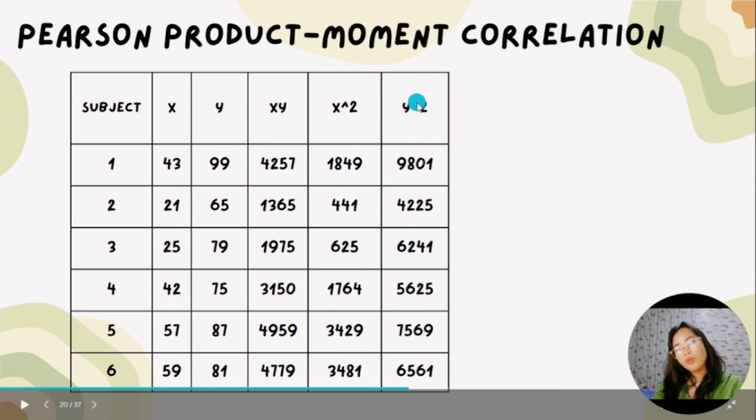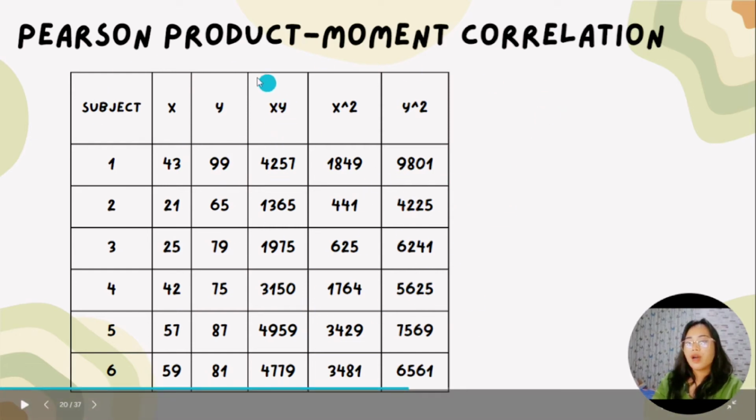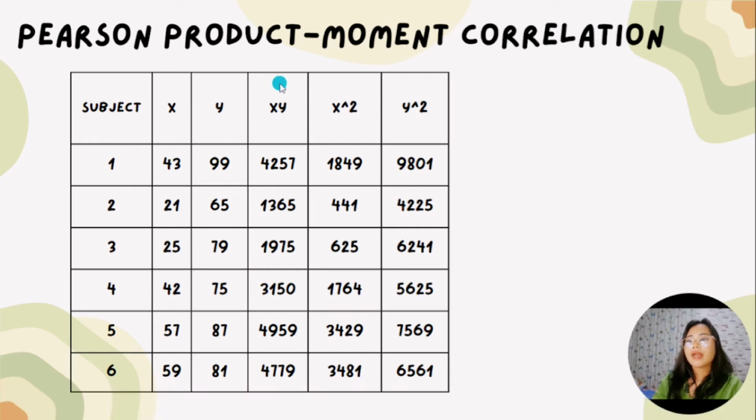And for this column, we have the y squared, which is the y value multiplied by itself. So 99 times 99 is 9,801. 65 times 65 is 4,225. 79 times 79 is 6,241, and so on. So these are the values of x and y, the product of x and y, the square of the x, and the square of the values from the y column.